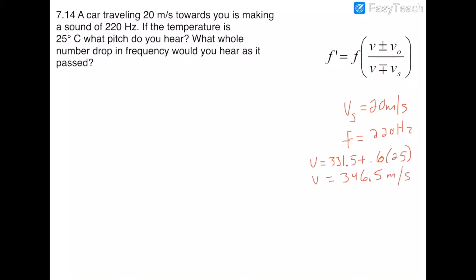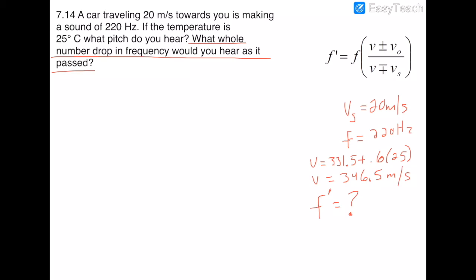The question says, what pitch do you hear? So what is the effective frequency? What's F prime? That's what we're trying to figure out. And there's another question: what whole number drop in frequency would you hear as it passed? Okay, so this is actually a 2-part problem. We want to figure out what frequency you would hear if it's coming towards you, and then what frequency you would hear if it's going away from you.